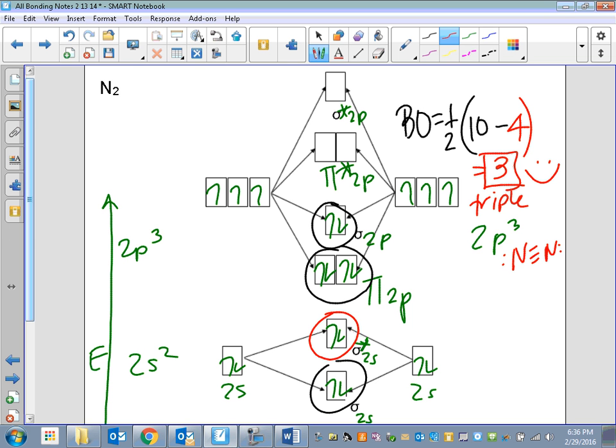Okay, so once we go from boron, carbon, and nitrogen, and we go over to oxygen, fluorine, and neon, we're going to see a slight rearrangement of these molecular orbitals because now we have a 4th, 5th, and 6th p electron. So the order of the molecular orbital stability slightly changes. So we'll see that here.